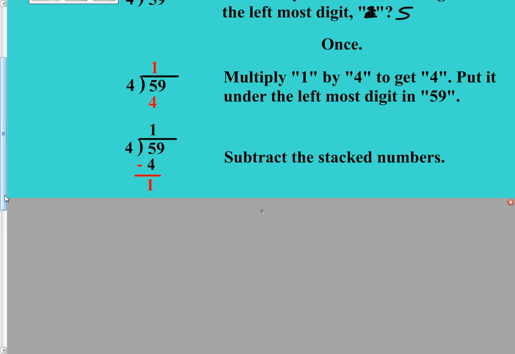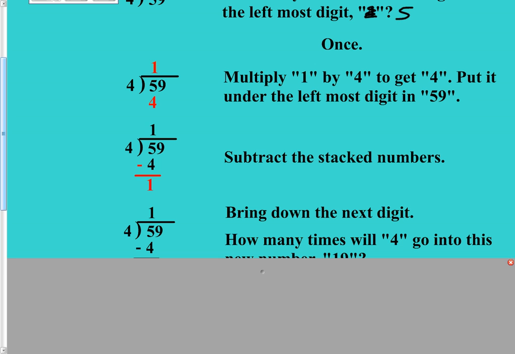Now, in order to be able to continue the division problem, we bring down the next digit from the dividend. We've already tended to the 5 in the dividend. Now we're looking at the 9. So we're going to bring the 9 down, and we're going to write it directly next to the 1 that we had left over. So we have a 19. So now the question becomes, all right, 19, how many times will 4 go into it?